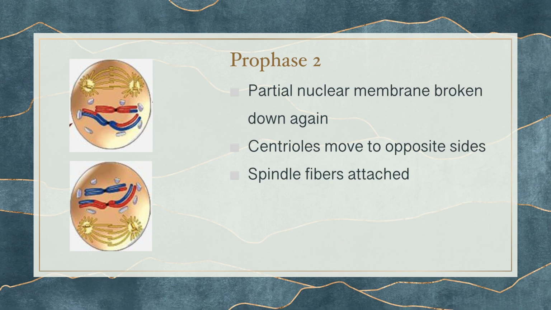Prophase 2. After the four steps of meiosis 1, the four steps of meiosis 2 begin with prophase 2. During prophase 2, the partially reformed nuclear membranes break down again. In both cells, the centrioles move to opposite sides of the cells. Unlike in prophase 1, however, the chromosomes do not pair up and form tetrads, instead staying separate from each other.